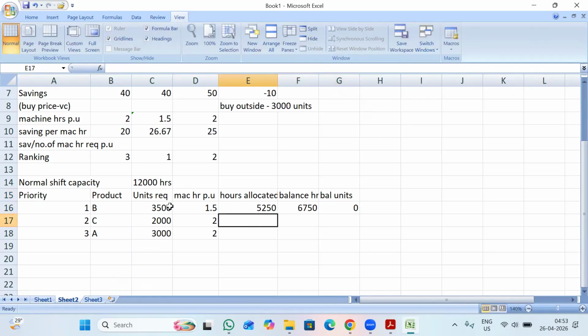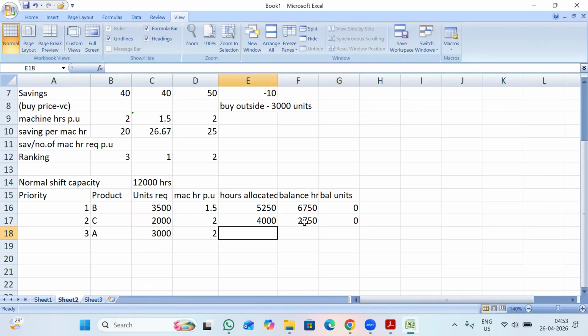So let's go for the second option. How many hours do I require? 2,000 into 2, that means 4,000 hours. I'm having 6,750 hours, so I can account for all the units by my normal shift facility itself. I will still be left with 2,750 hours. Here also my balance units will be 0, because my units required is 2,000 and I am producing all 2,000 units. Now let's go on to A.